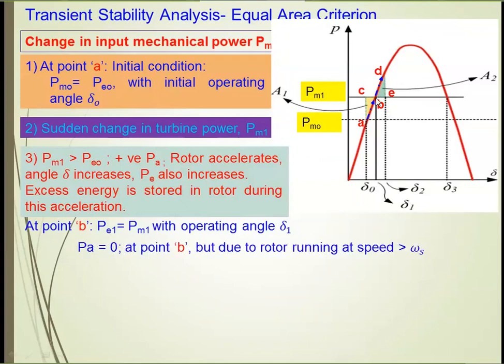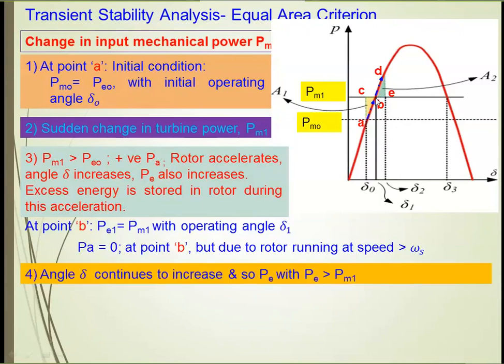But next, what happens here? When PE1 becomes equal to PM1, you can say that the accelerating power becomes 0 at point B. But at this point B, though the accelerating power becomes 0, the rotor cannot stop, because the rotor is running at a speed greater than omega s. When the rotor is running at a speed greater than omega s, it cannot stop suddenly at this point here, right? The rotor will continue to increase the angle.